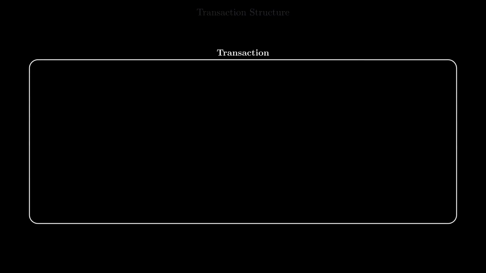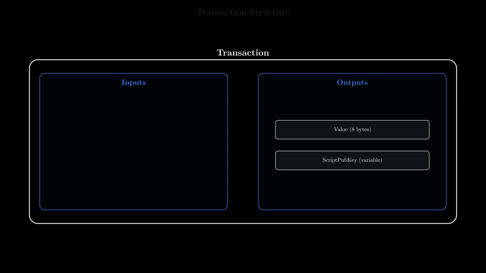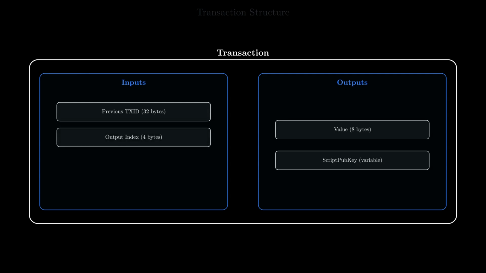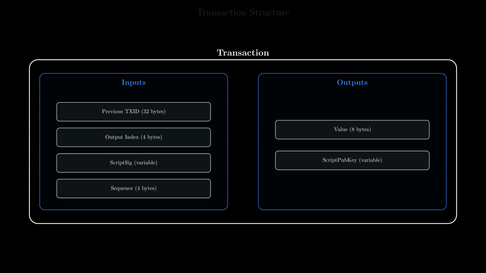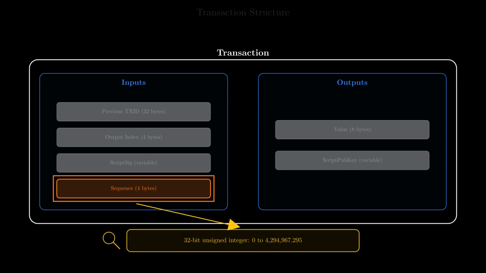Start with its location. A Bitcoin transaction has inputs and outputs. Each input references a previous transaction's output. It contains the transaction ID, 32 bytes, the output index, 4 bytes, a script proving authorization, and finally, 4 bytes called the sequence number, a 32-bit unsigned integer holding any value from 0 up to roughly 4.3 billion. For years, nobody paid much attention to these bytes.